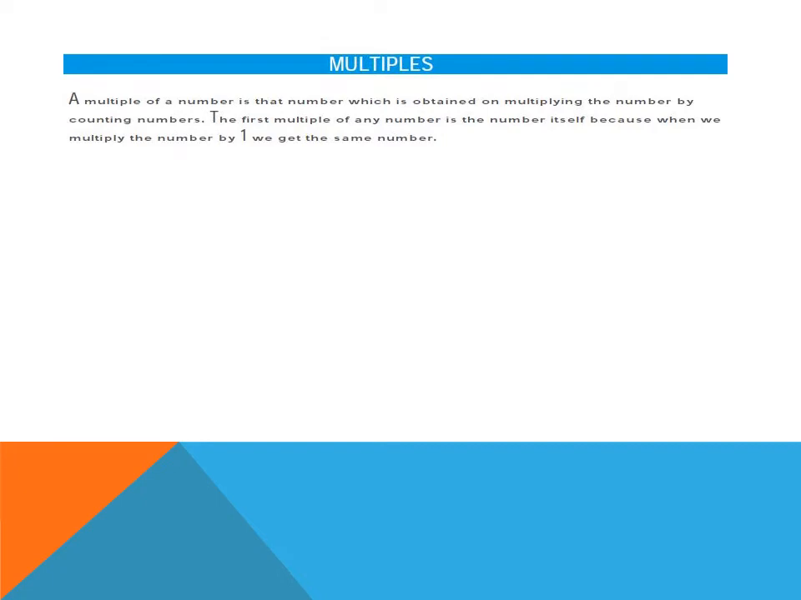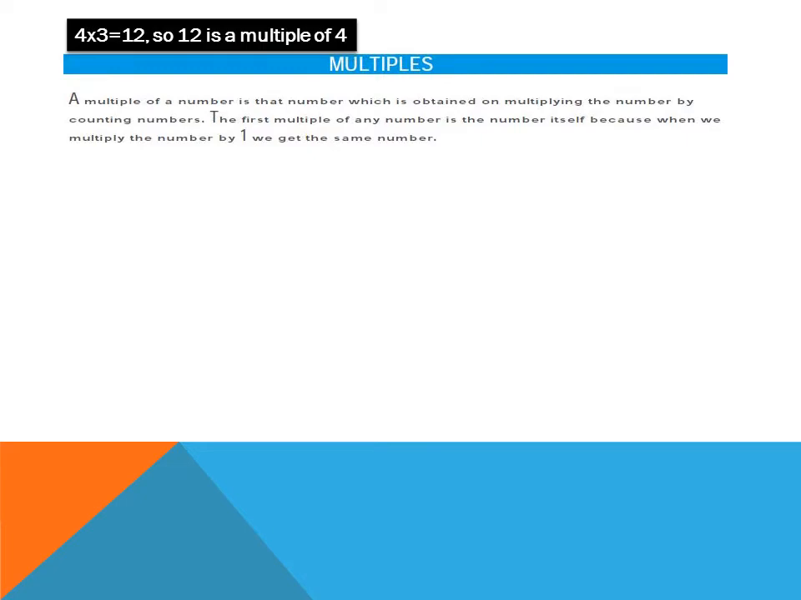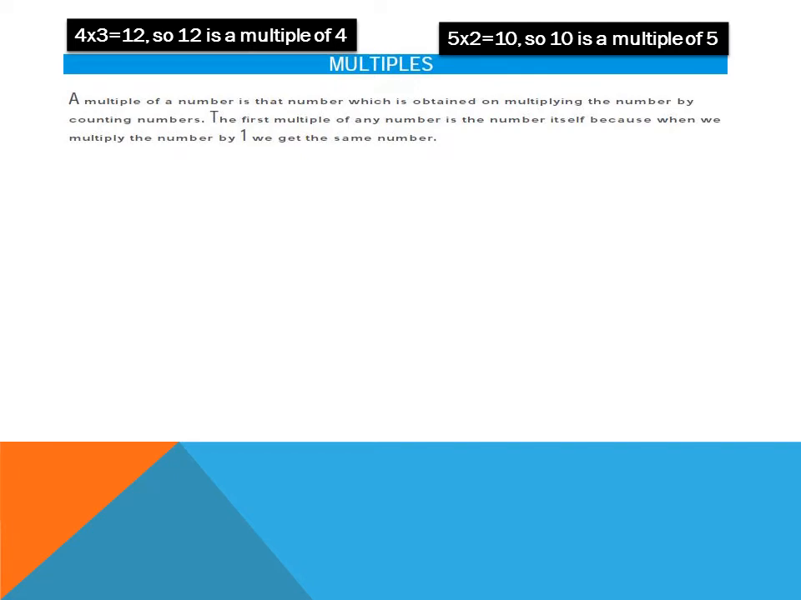So what are multiples? A multiple of a number is that number which is obtained on multiplying the number by a counting number. The first multiple of any number is the number itself, because when we multiply the number by 1, we get the same number. Therefore, 4 into 3 is 12. That means 4 multiplied by the counting number 3 is 12. So 12 is a multiple of 4. Again, 5 into 2 equals 10. That means 5 multiplied by the counting number 2 gives you 10. So 10 is a multiple of 5.